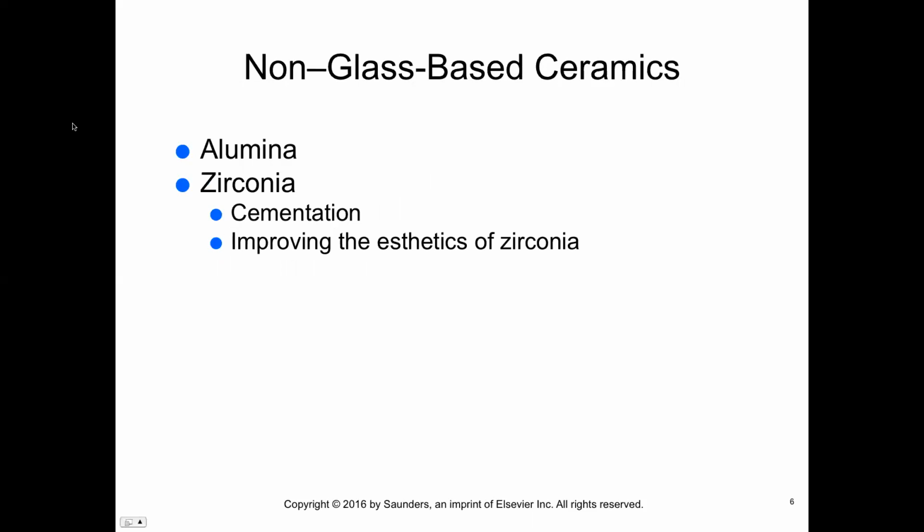Non-glass-based ceramics are crystalline-based with no glass matrix and are composed of oxides of alumina and zirconia with minor amounts of other components to improve their properties. Alumina was developed as an alternative to the porcelain fused to metal, otherwise known as a PFM. You'll hear that pretty often. It's an alternative to the porcelain fused to metal crown.